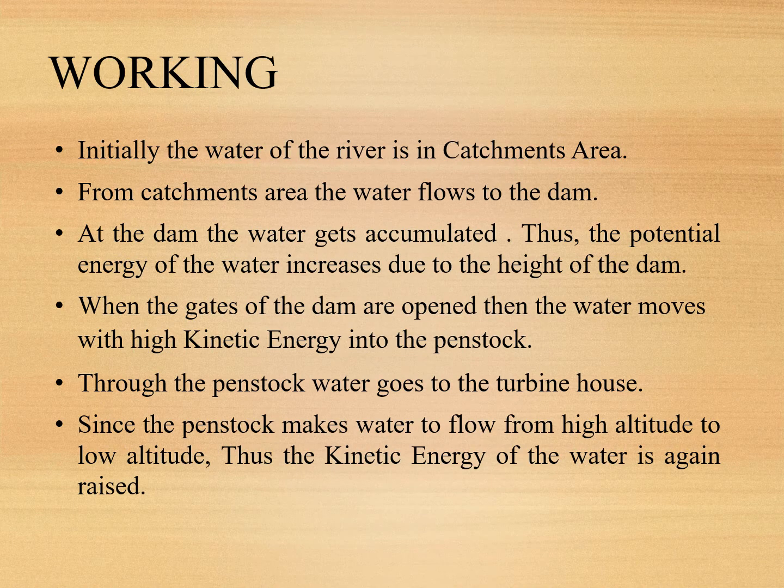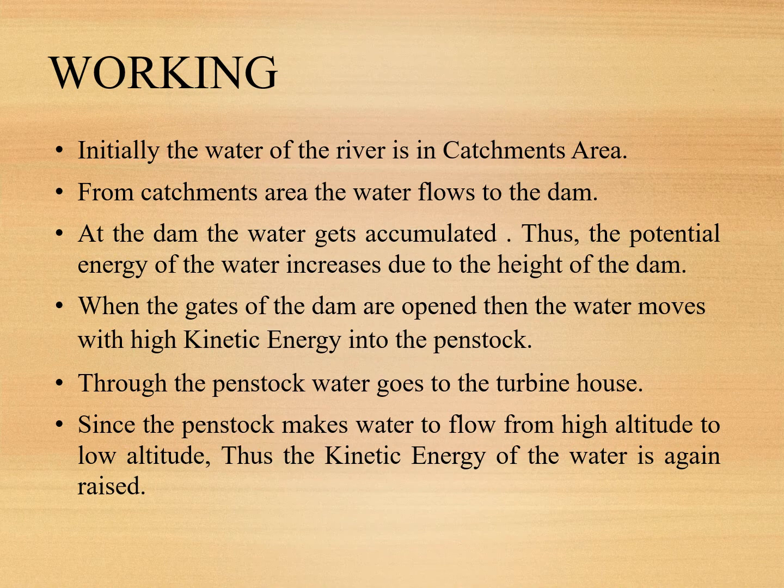Coming to the working principle of a hydropower plant. Initially, the water is stored in the catchment area. The water of the river is in the catchment area, and from the catchment area it is sent to the dam. At the dam the water gets accumulated, so the potential energy of water increases due to the height of the dam. At the top of the catchment area, the water flows towards the penstock, due to the kinetic energy.